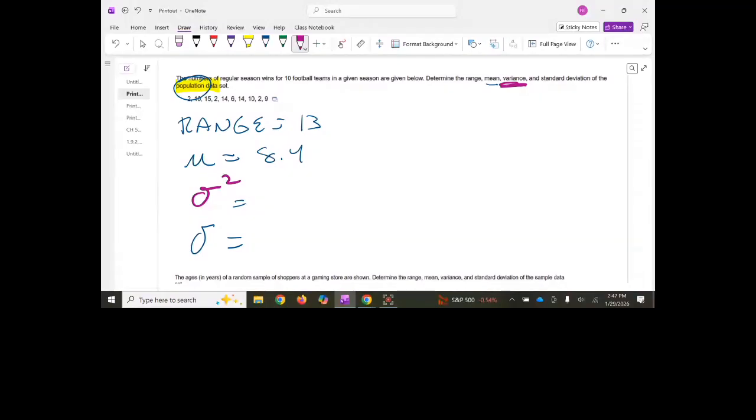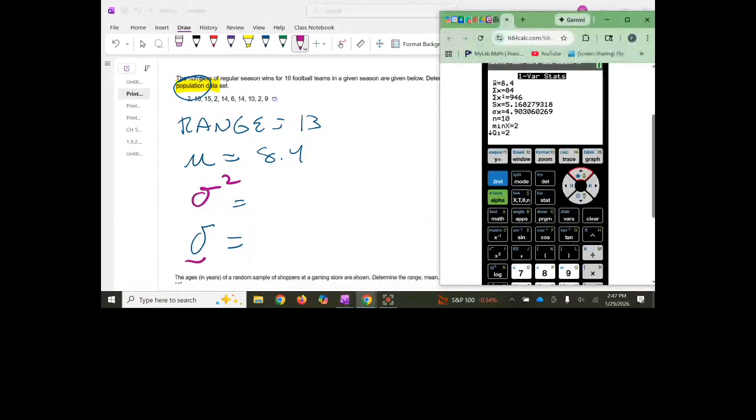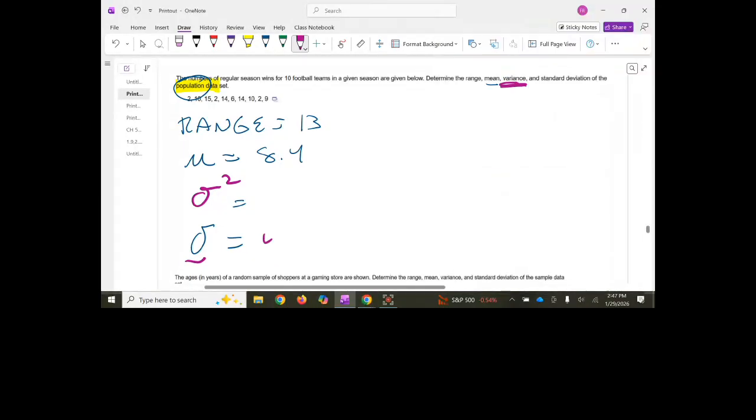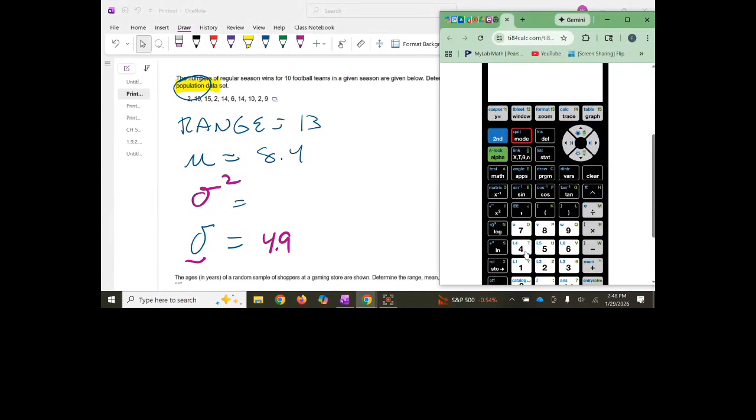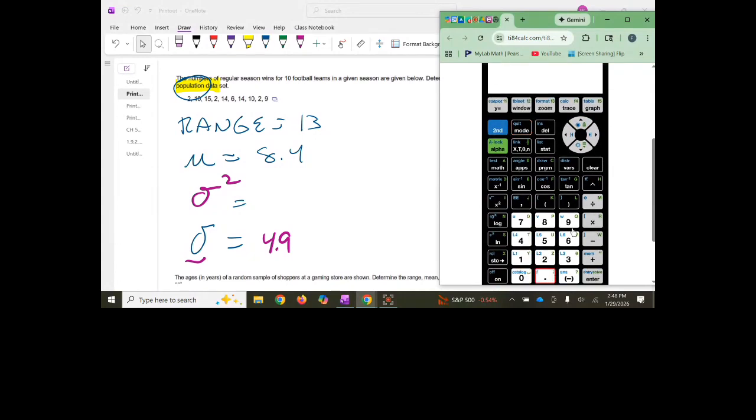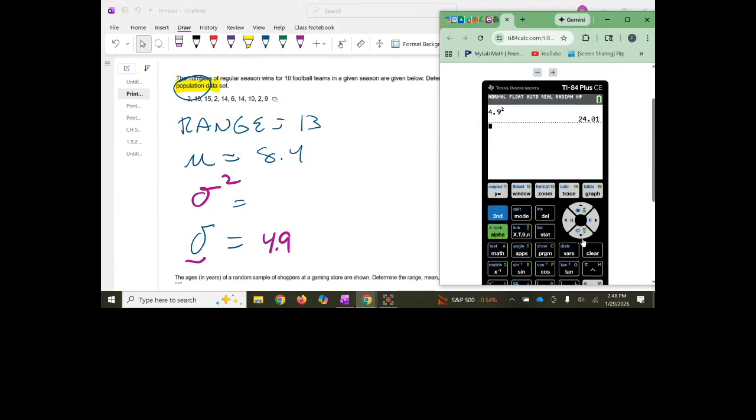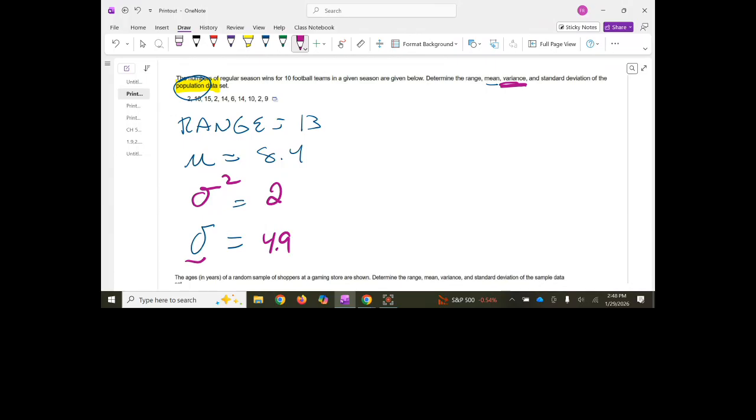I don't know what my variance is, but I do know what my standard deviation is. This number right here, guys, is going to be 4.9. So I'm going to write 4.9 right there. But in order for me to find my variance, I'm going to say, hey, Omar, what's 4.9 when you square it? 24.01.